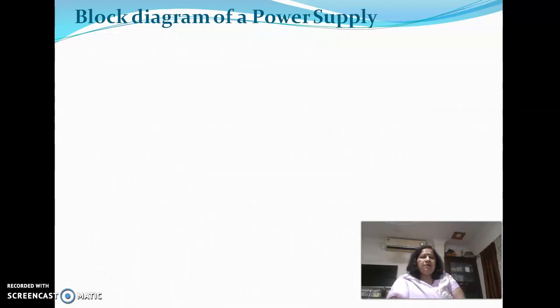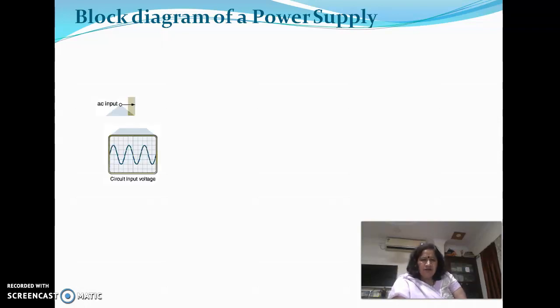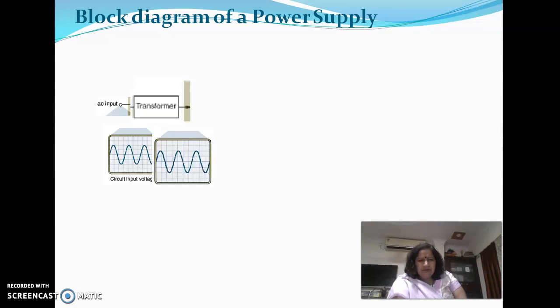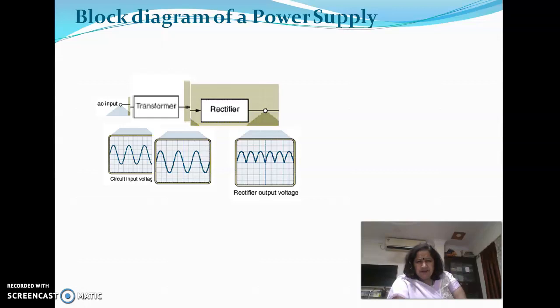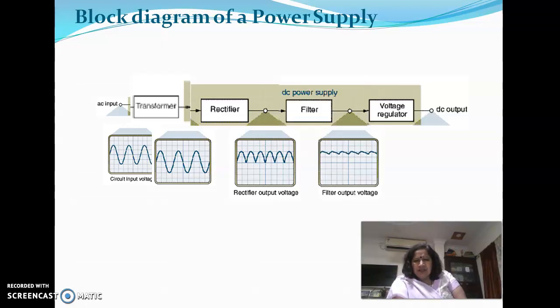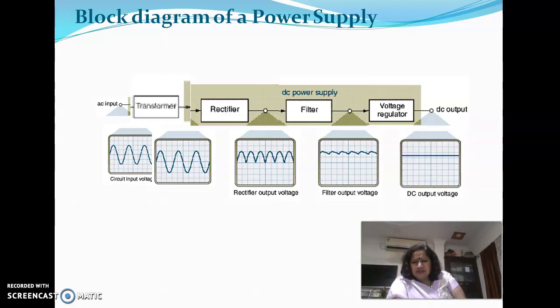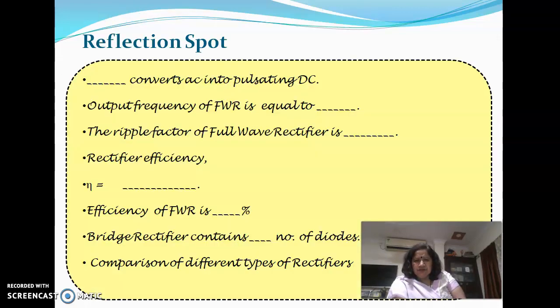Now, let us see one of the applications of a rectifier. Let us see the block diagram of a power supply, which will consist of, of course, your input signal, which is an AC signal, that will be given through a transformer to a rectifier. Of course, the output is pulsating DC, so we need to remove the AC component from the rectifier output. So we'll be using filters. With the help of filters, the output will be filtered out. And since a constant output voltage is needed from a regulated power supply, a voltage regulator circuit will be used.